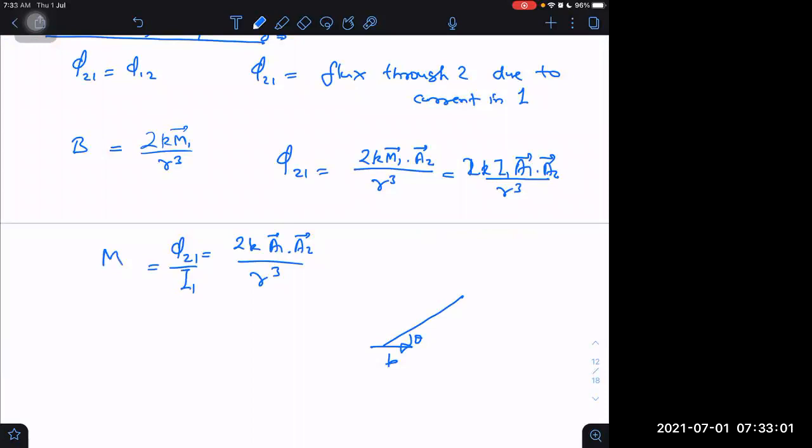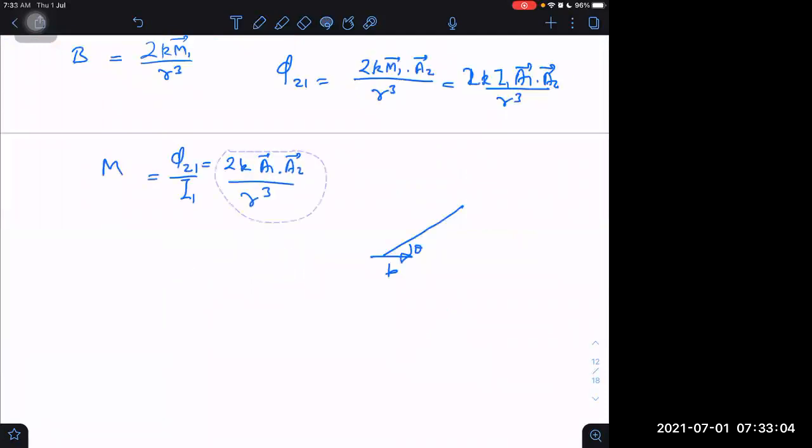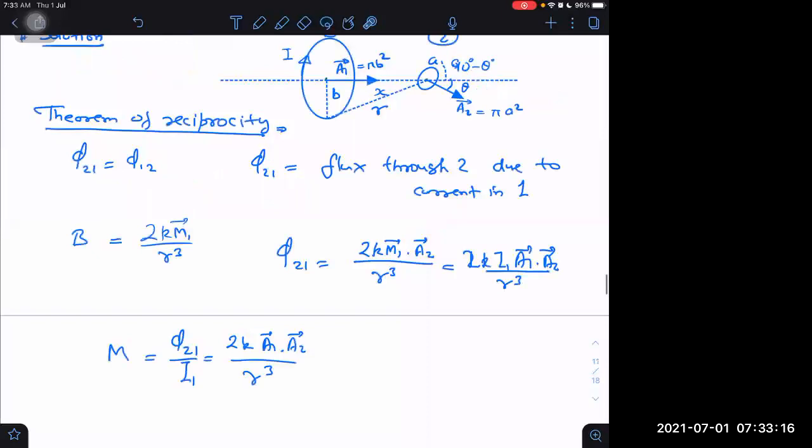We are getting the answer already. Mutual inductance is this: 2k A1 dot A2 upon R cube. Only for which cases? When one of the loops is kept at the axis of the bigger loop. They are coaxial, their axis is the same. Or rather, the centers are on the same axis: the axis of the bigger one has the centers of both loops. Okay.